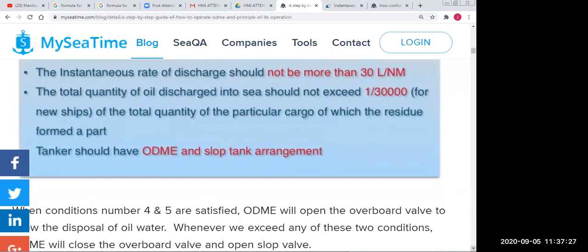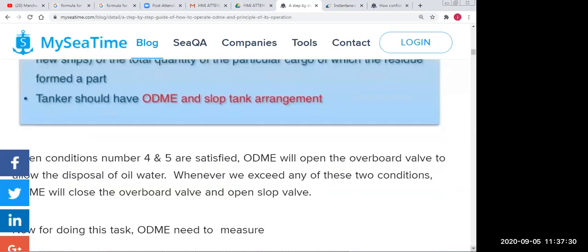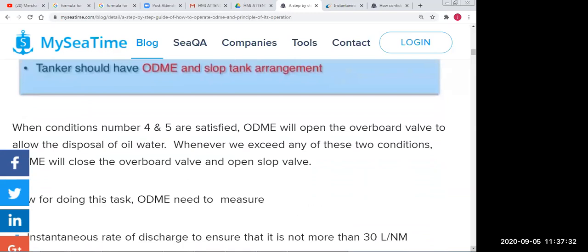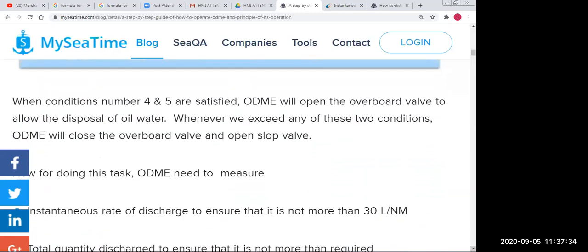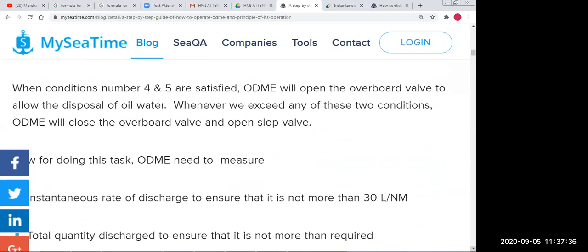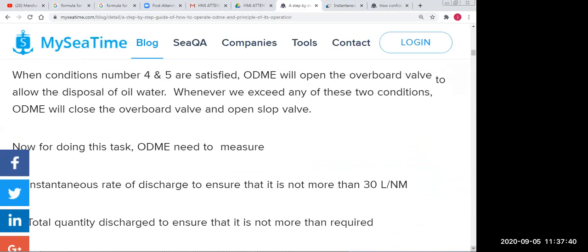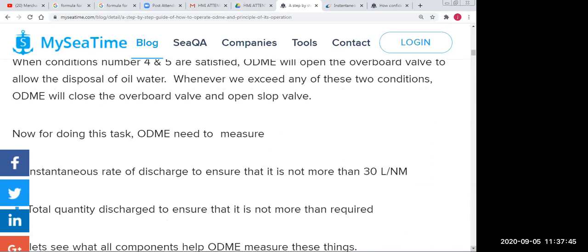The ship should have an operational, approved ODME, and slop tank arrangement should be there. So when these conditions are satisfied, then only we can discharge oily water through ODME, not otherwise. And ODME will also operate only once these conditions are satisfied.